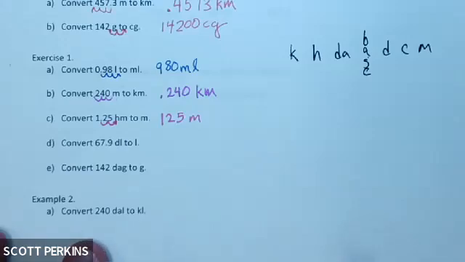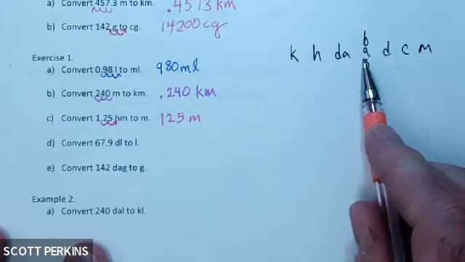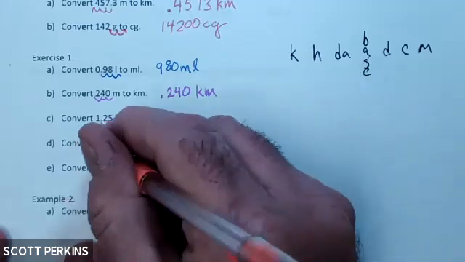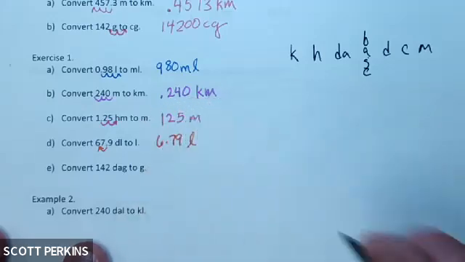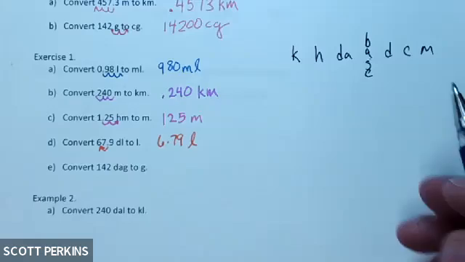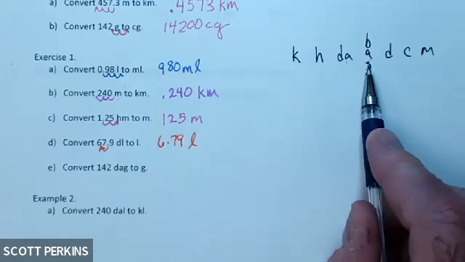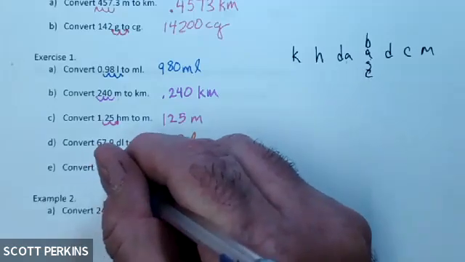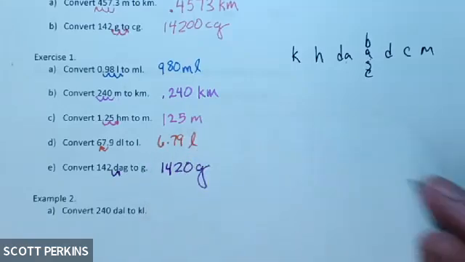The next one is deciliters to liters. So here's deci. I'm just moving it 1 hop to the left, which gives me 6.79 liters. And then last but not least, convert 142 decagrams to grams. Deca is right here. Going to grams, that is 1 hop to the right, so I have to add on a 0 at the end. So 1,420 grams. Everybody still with me?